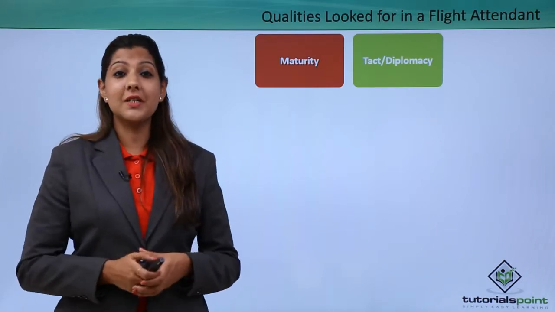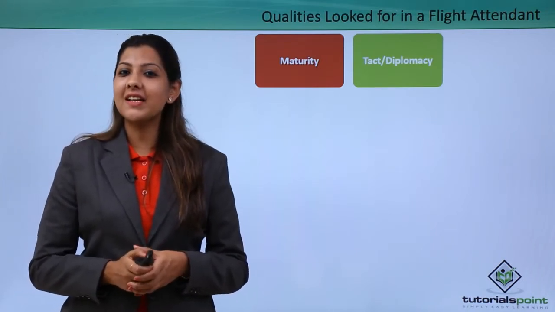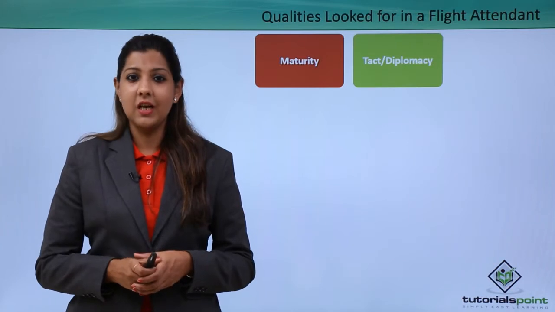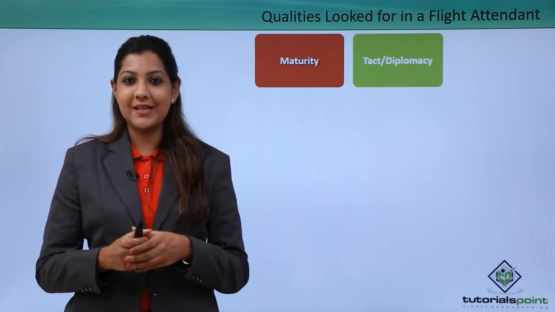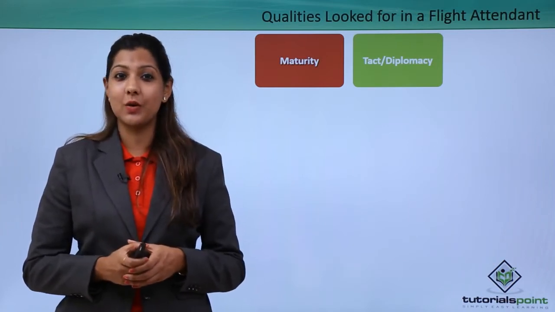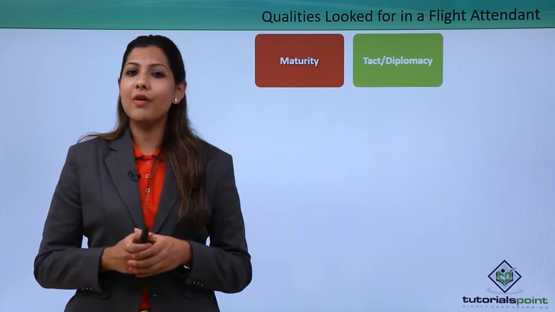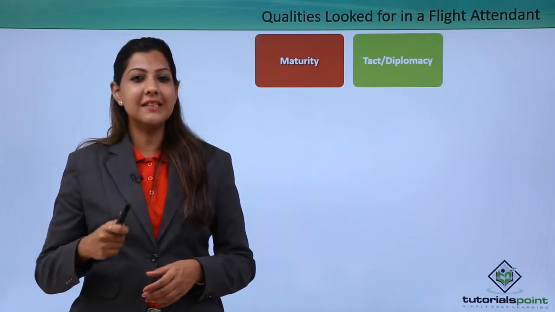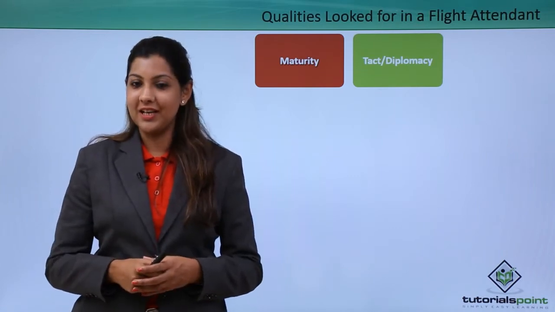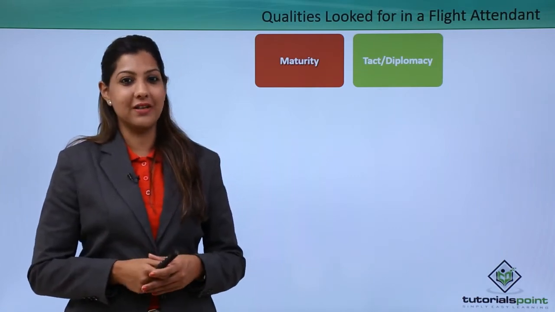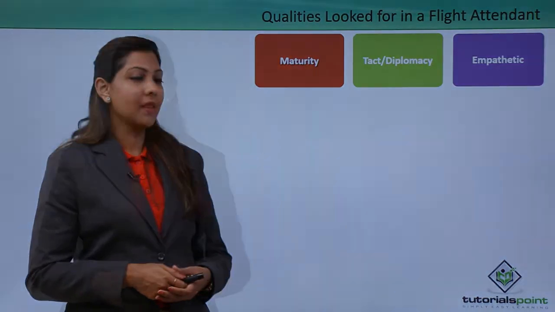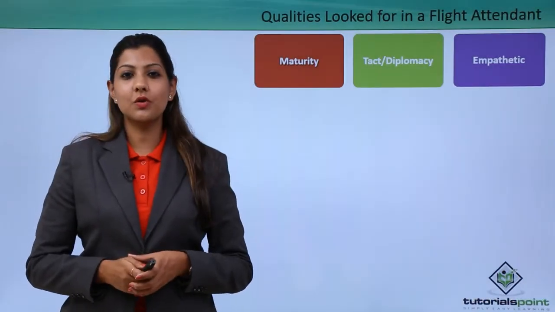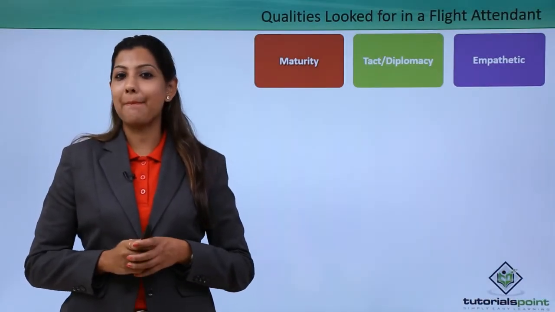The next quality looked for in a cabin crew is having tactfulness or diplomacy. Well, it's good to be honest, and integrity is a very essential quality in a cabin crew. However, at times you might be faced with a situation wherein you have to be a little diplomatic about that situation. So that's another quality looked for in a cabin attendant. Well, the third thing which is looked for in a cabin crew is being empathetic.